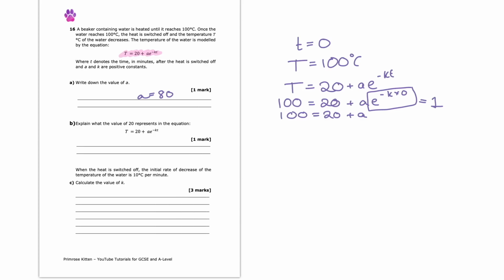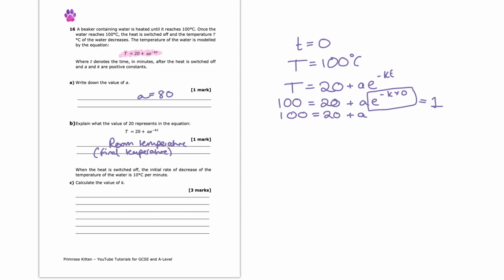So 20 would actually be the room temperature, or we could say it is like the final temperature of the beaker, because they both mean the same. If you're a bit less physics inclined, you might prefer final temperature, but room temperature would be what that actually represents. They do like us in maths to give context in these modelling type questions, so it's not unusual at all for something like that to come up.